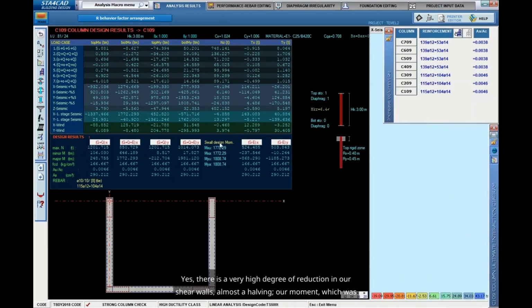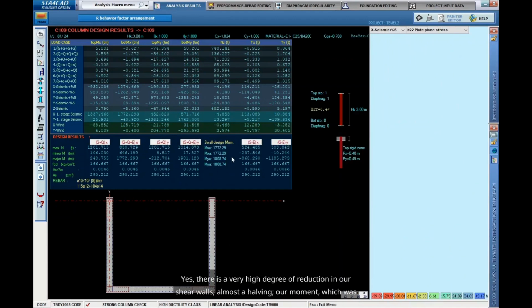Yes. There is a very high degree of reduction in our shear walls, almost a halving. Our moment, which was 3,500, has dropped to around 1,700. This is due to the structure being subjected to lower moments because of its ductile behavior.